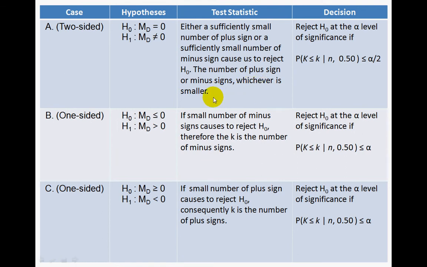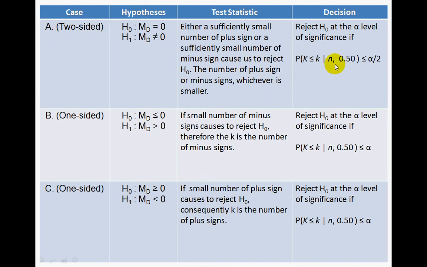For the decision, we will reject H0 at the alpha level of significance if the value from the binomial probability distribution table is less than or equal to alpha over 2, where k is the number of plus signs or minus signs, whichever is smaller, and n is the sample size. Since this is the two-sided case, alpha must be divided by 2.